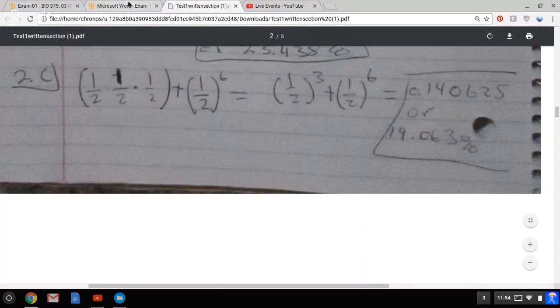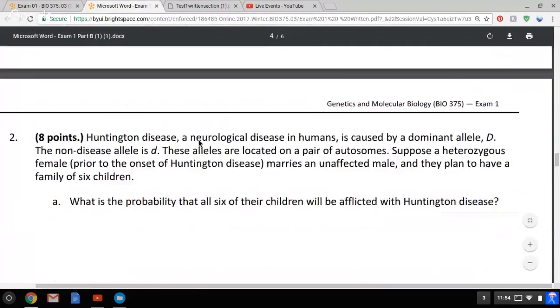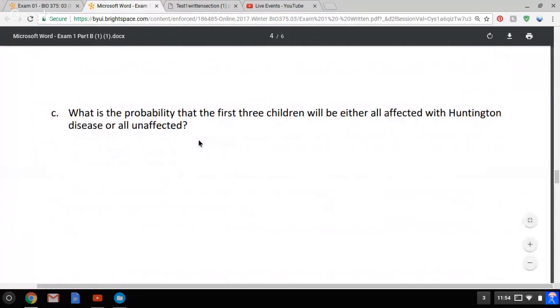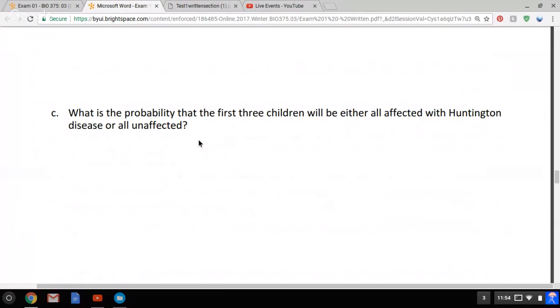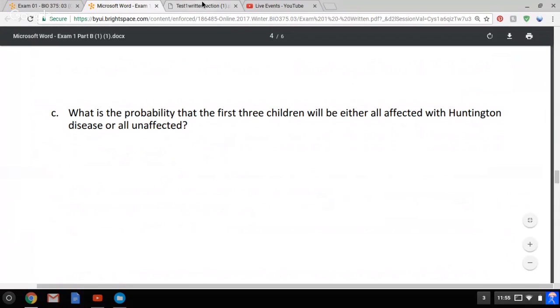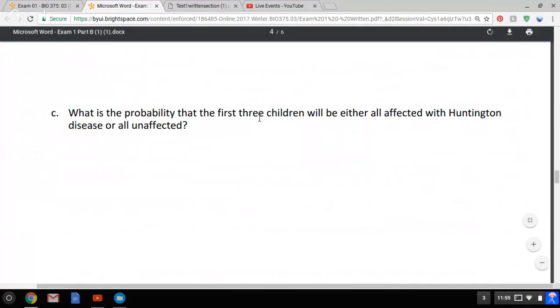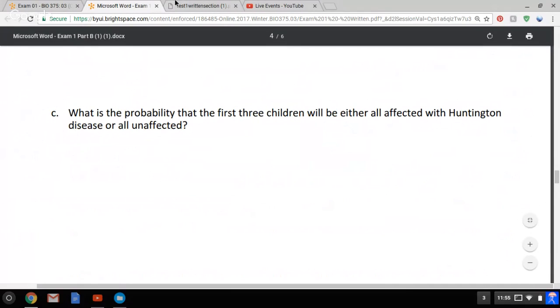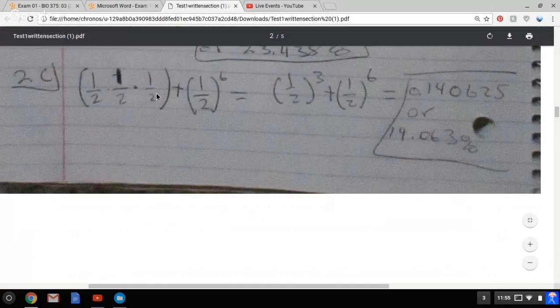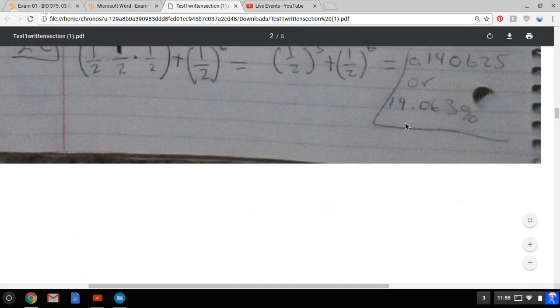For C, they wanted to know the probability that the first 3 children will be either all affected with Huntington's or all unaffected. So since there's the or here, we know that it's going to be a sum rule. So we have to add the probability of them all being affected or all being unaffected. The first 3, excuse me, being affected, not all of them, and then the rest of them being unaffected. So I found the probabilities of each of those and added them together, and we get this.